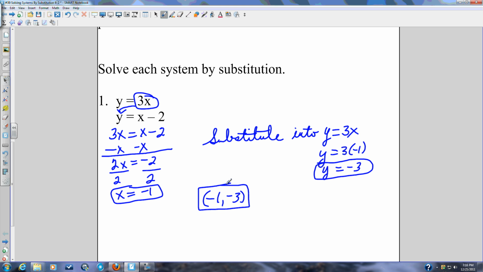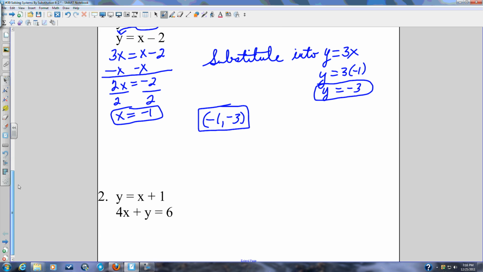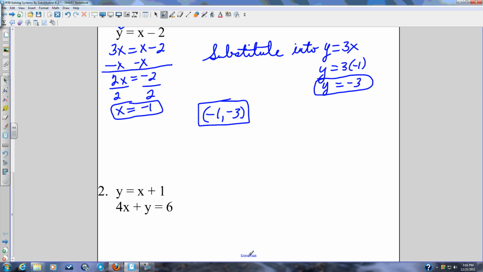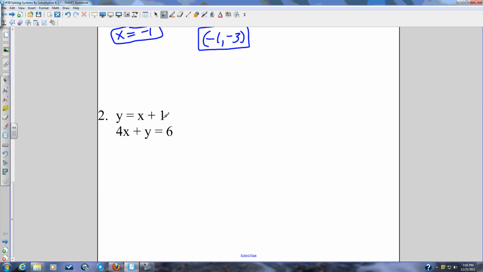So before, when we solved systems by graphing, we graphed each line and found out where they met. You're basically still finding out where those two lines meet, except you're doing so without actually having to make the graph. You're using this method called substitution. Now let's take a look at this next system.